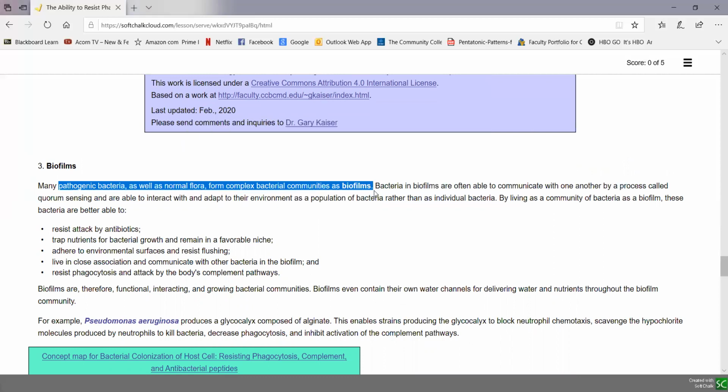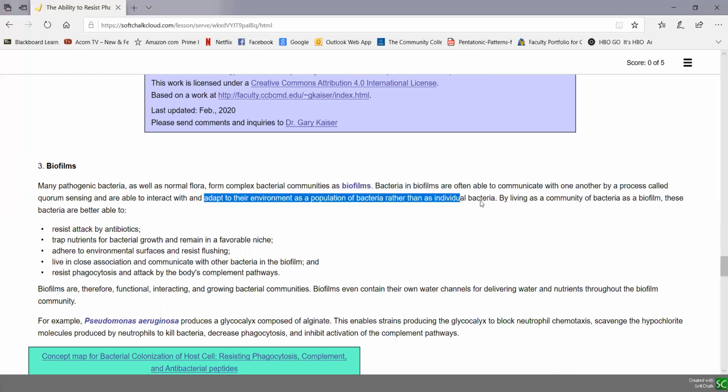And through the quorum sensing that we learned about in Unit 2, this allows bacteria to eventually adapt to their environment as a population rather than as an individual bacterium. And by living in a community in a biofilm, that provides several advantages. The bacteria are more resistant to attacks by antibiotics.